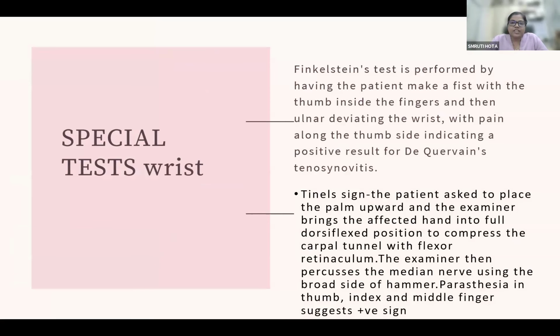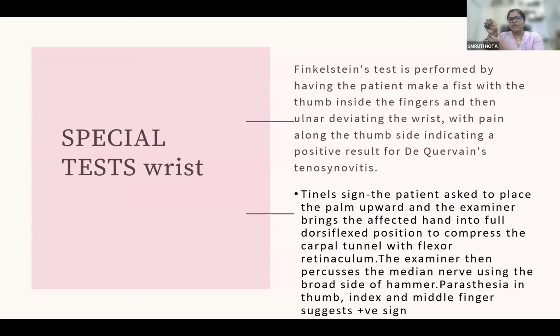Then there are a few special tests that we need to perform in different conditions. These are a few special tests I have written, and during a pathology condition I will mention a few other special tests here. Finkelstein test. What is the Finkelstein test? Usually it is done for de Quervain's tenosynovitis, where you make a fist with the thumb inside the fingers, and then you do the ulnar deviation of the wrist.